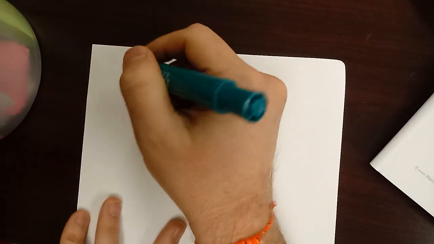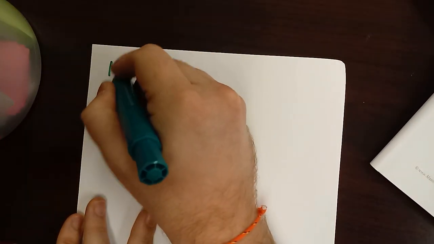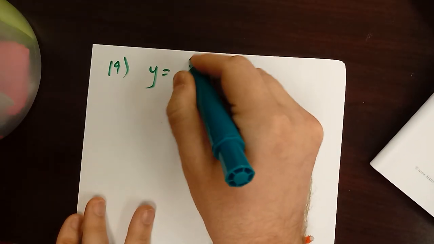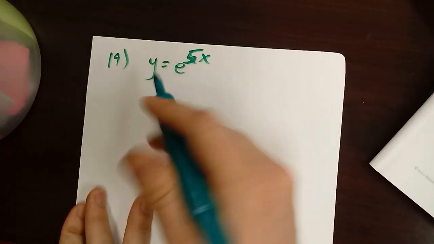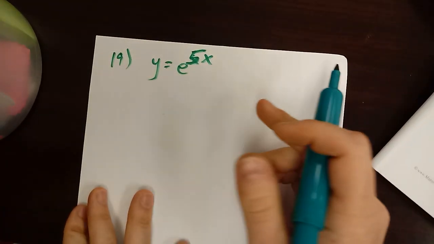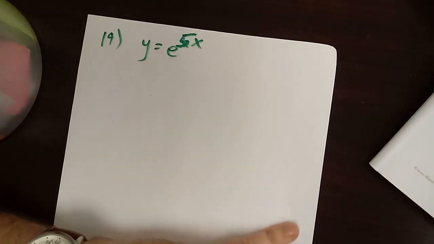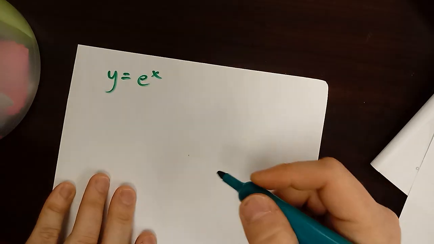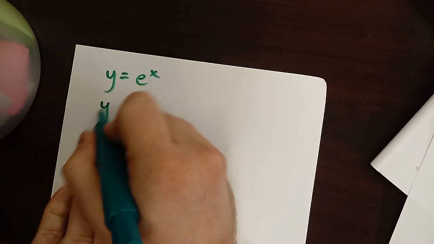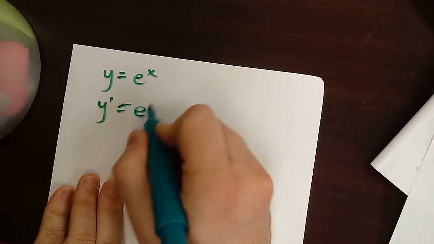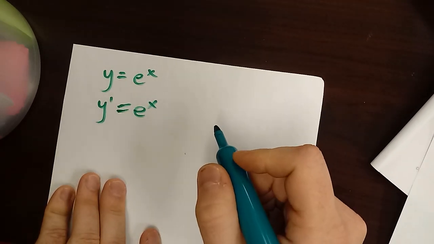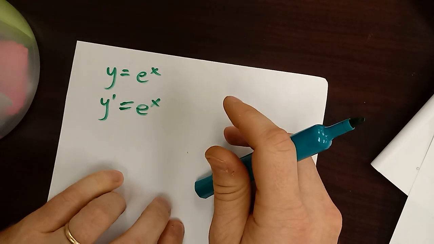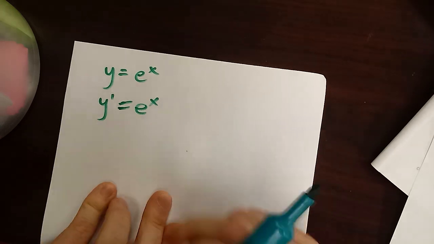Our next one says number 19, y is equal to e to the 5x. Cool, so we're going to, wait a minute, this doesn't say ln anymore. All right, back up. If y is equal to e to the x, I showed you guys this in class last time, y prime is equal to e to the x. I'll do a proof of it in a separate video.